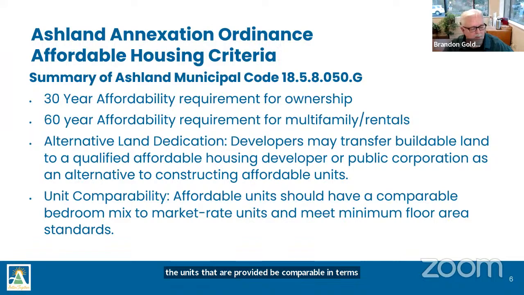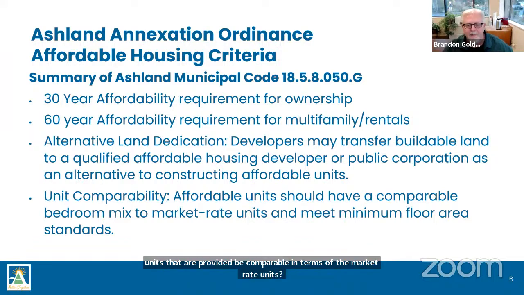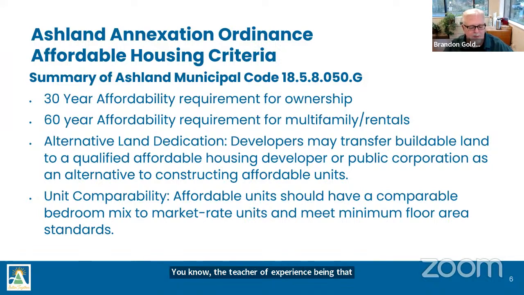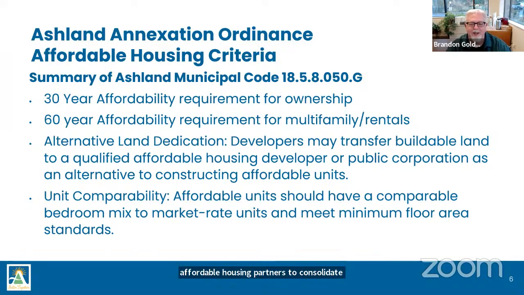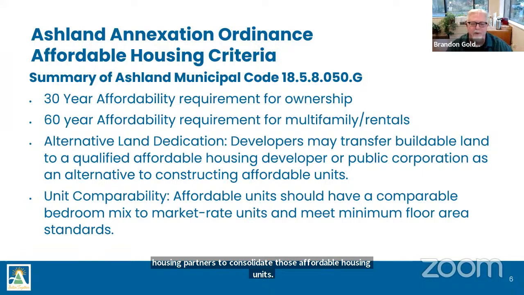The teacher of experience being that back 30 years ago when we had an annexation and all the townhome developments were 3-bedroom, 2 baths, and all the affordable housing units were 1-bedroom units, made us change our code back then to say, let's do commensurate bedroom sizes so that the affordable units are commensurate with what the market rate units were. We also created, again, this is probably in 2006, a requirement that affordable units be dispersed throughout the development. But then the following 2 annexations both had requests from the affordable housing partners to consolidate those affordable housing units for their economies of scale and their projects. And so exceptions were granted.